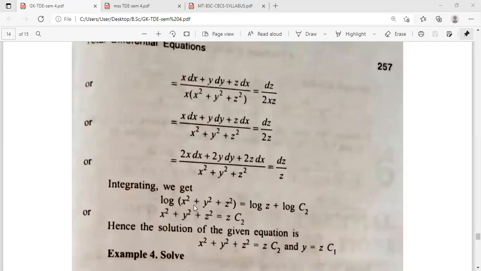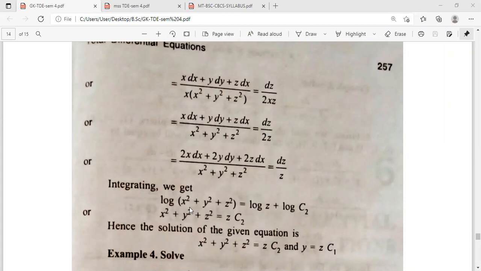Now on integration you see log(x square plus y square plus z square) equal to log z plus log c2 you are getting here. Because if you take x square plus y square plus z square equal to t, the numerator is dt, and dt by t integration is log t. And log t means you have to replace t, log(x square plus y square plus z square), which is equal to 1 by z dz, which means you can write log z plus log c2.